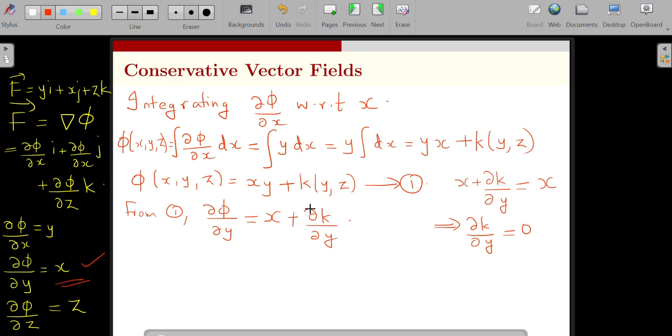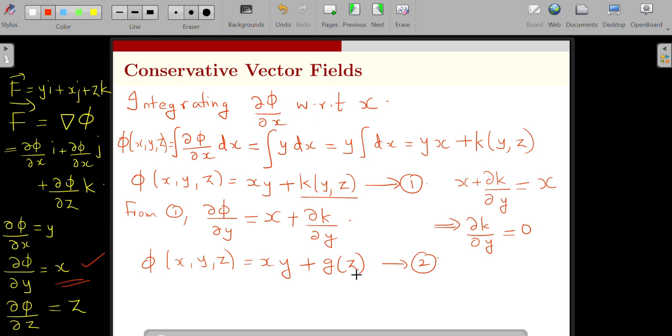So this means that k of yz does not contain a term of y. That is, k of yz is in fact a function of z only. That is the meaning of dou k by dou y equal to 0, which means that k is a function of z only. So from this observation you can write phi of xyz as xy plus k of yz, which will be a function of z only. So let me write it as some g of z. It does not contain a term of y. That is why we obtain dou k by dou y equal to 0. So let it be equation 2.